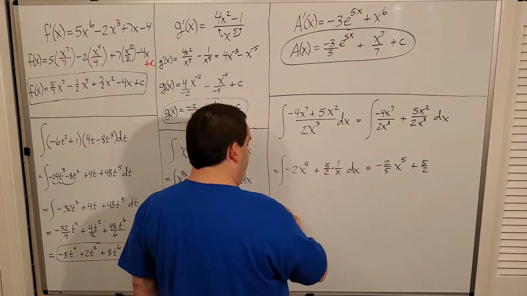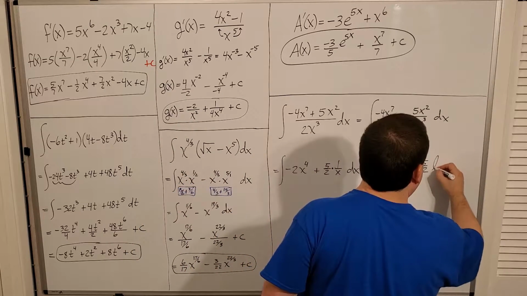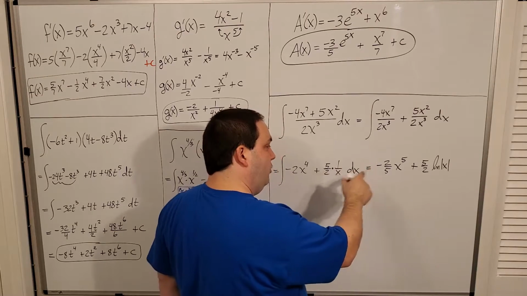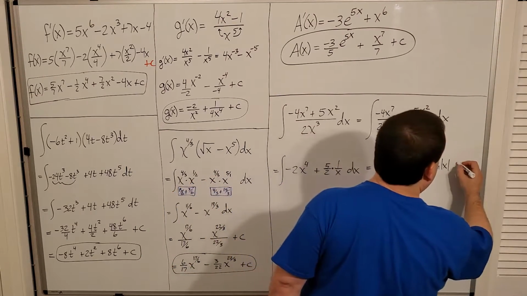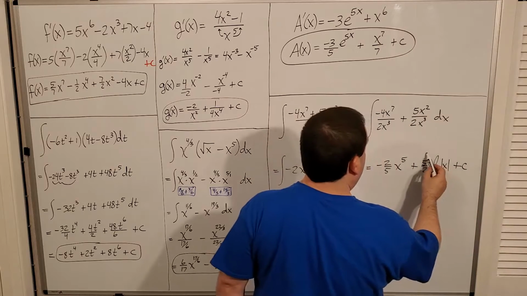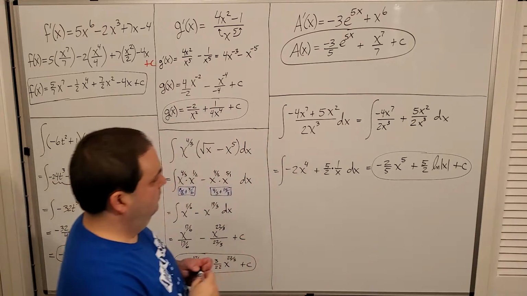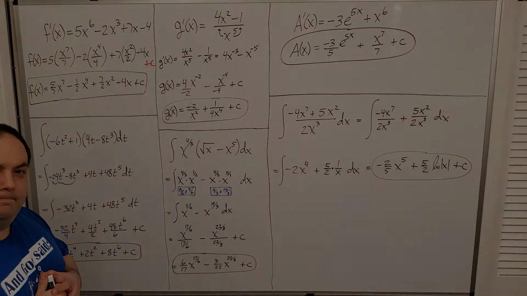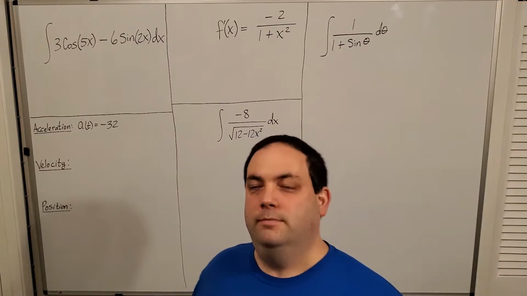And then antiderivative of 1 over x is ln absolute value of x. Don't forget the absolute value. When you're doing the antiderivative, you get that absolute value. Plus c. And here's my antiderivative. We're not done yet. More examples.